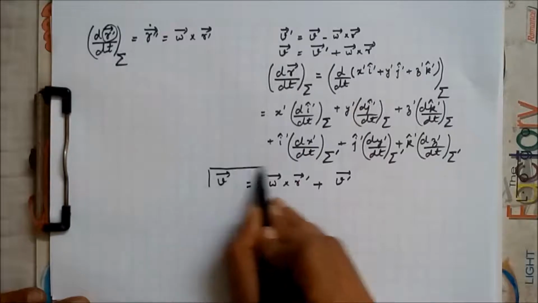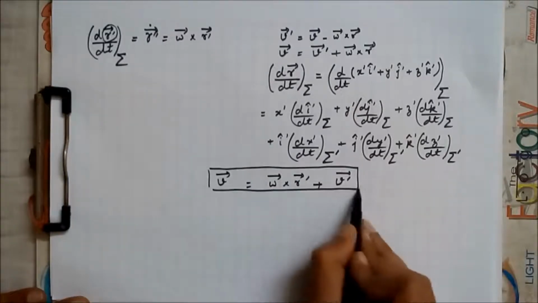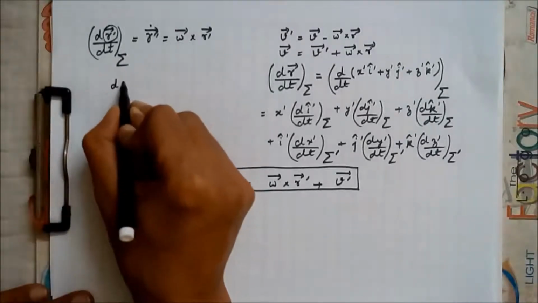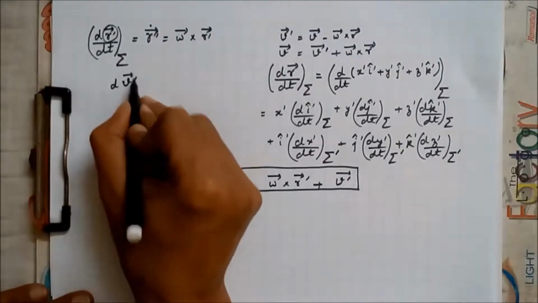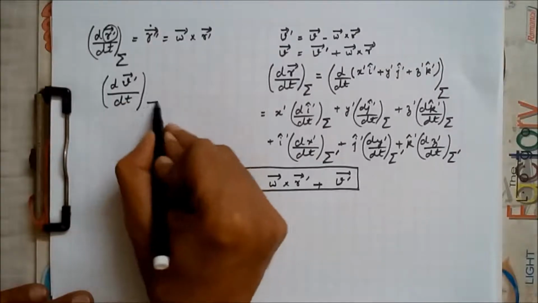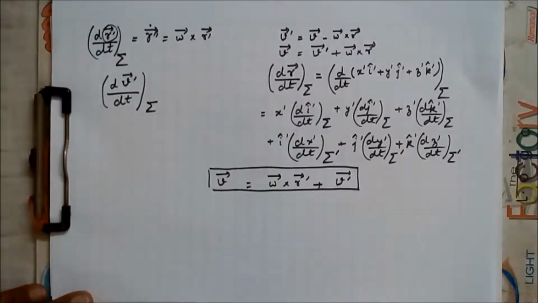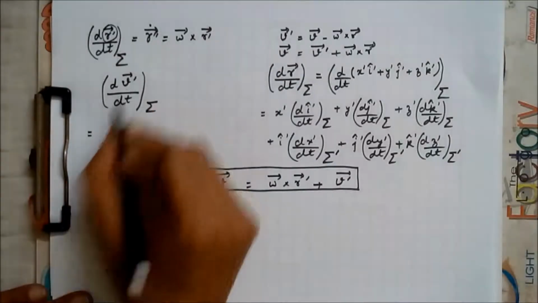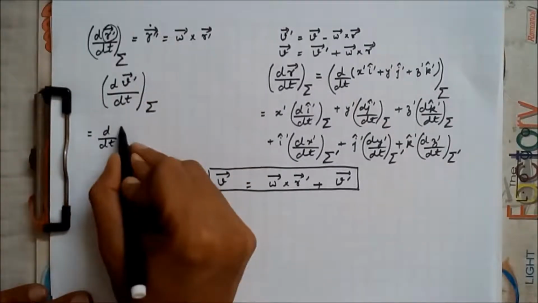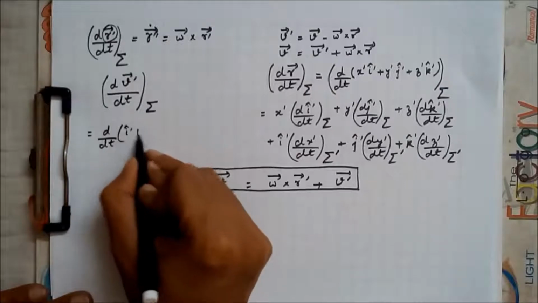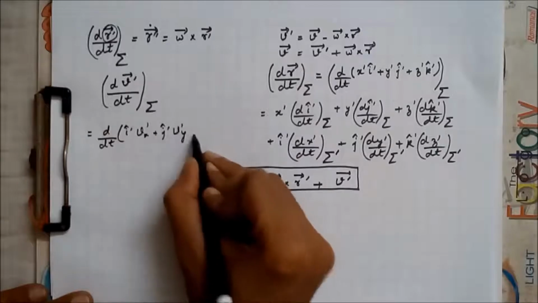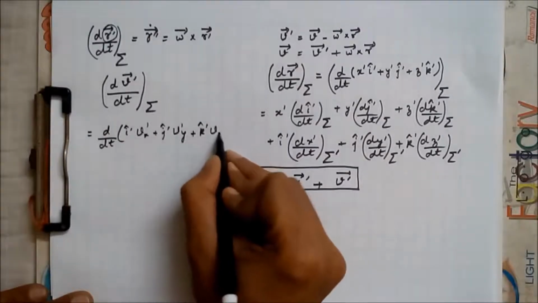So we get back to this formula, and now just for fun, let me differentiate the v primed vector with respect to time as seen from the sigma or the unprimed frame of reference. Now if I write out the v primed vector, it is just i primed cap vx primed plus j primed cap vy primed plus k primed cap vz primed.